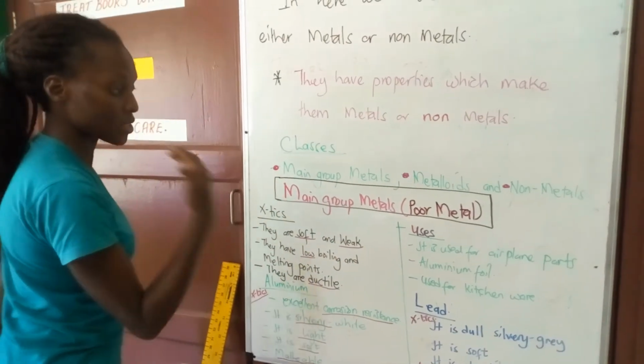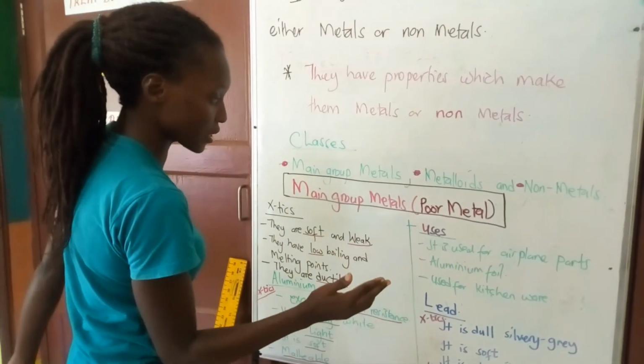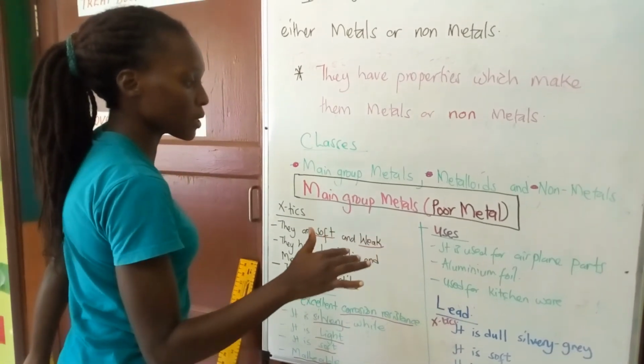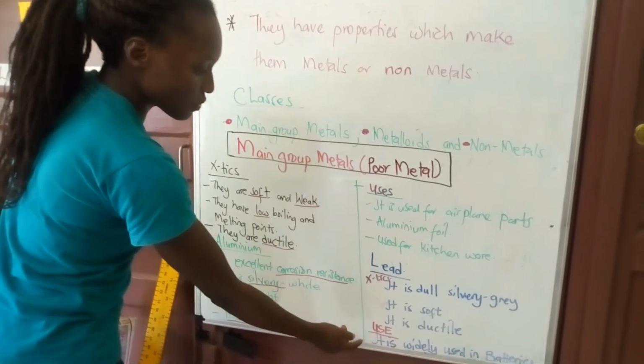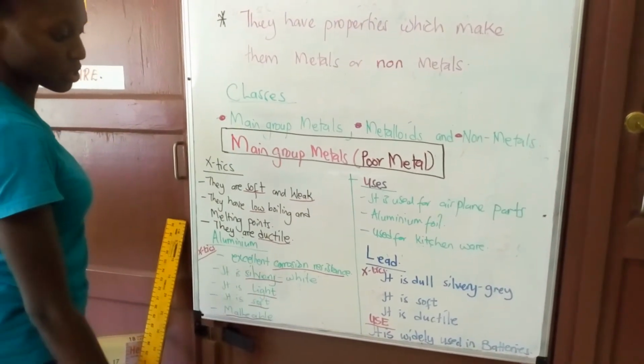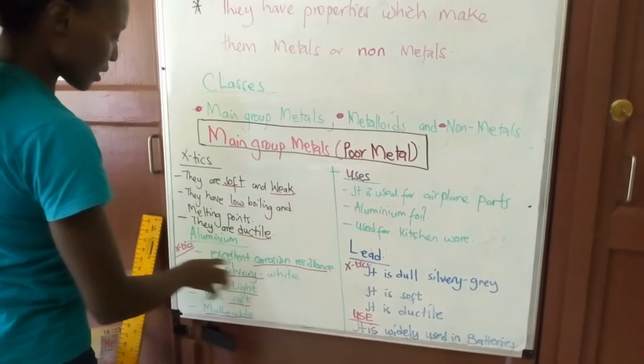You will see whenever you search on them, that whenever they talk about poor metals, they'll always give you that they are soft metals. Then under the uses of lead, it is widely used in batteries. So these are the two that I've looked at.